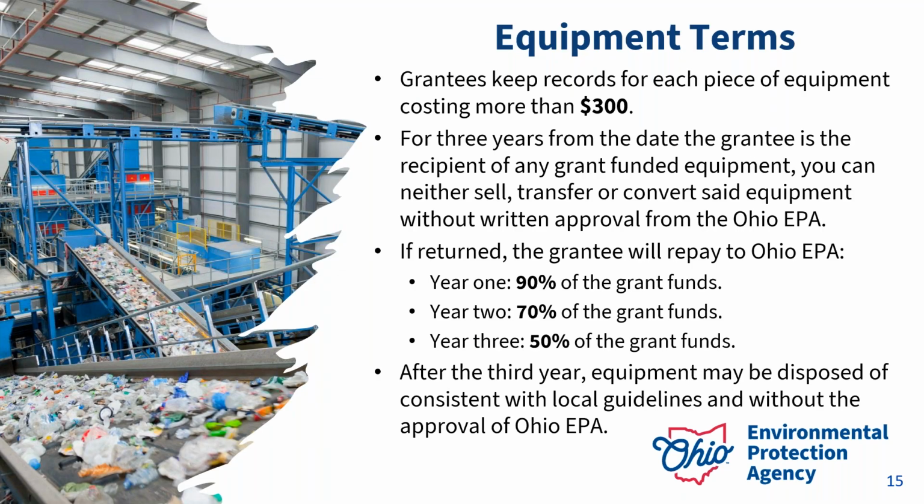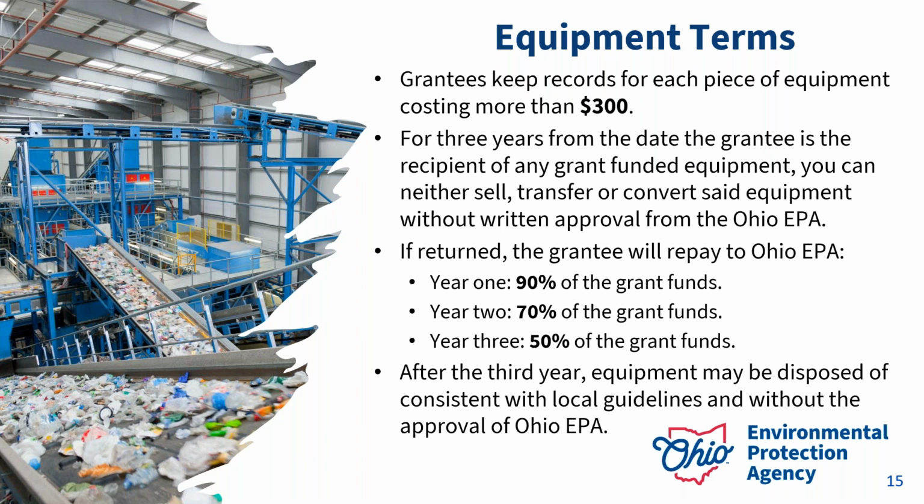If you are purchasing equipment, grantees are required to keep records for each piece of equipment costing more than $300. For 3 years, from the date the grantee is the recipient of any grant-funded equipment, you can neither sell, transfer, or convert said equipment without written approval from Ohio EPA.